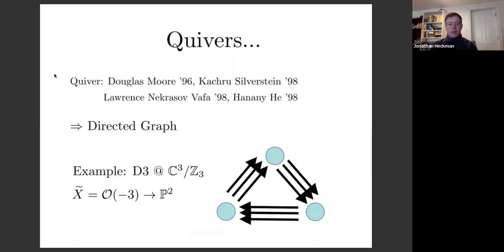Okay, so quivers. I probably do not need to spend any time on this for this crowd. Many people worked on this and figured out a general algorithm, the machine that you would use to read off from a given orbifold singularity what the corresponding quiver gauge theory would be. So here's just a simple example, D3 brane at C3 mod Z3. This one's easy enough that we can also just resolve it almost by hand. It's just the canonical bundle over P2, or a line bundle of degree -3 over CP2. And we have 3 arrows going between each of these little nodes. Okay, so that's our quiver in this particular case.